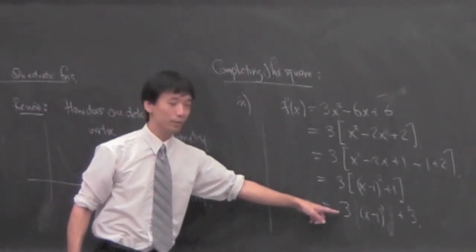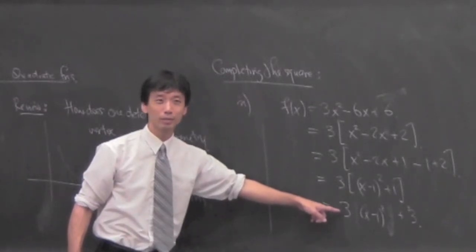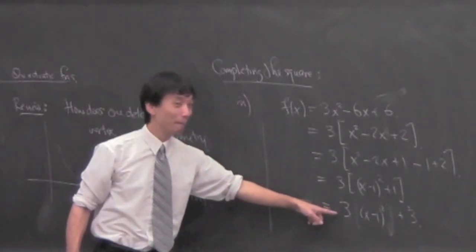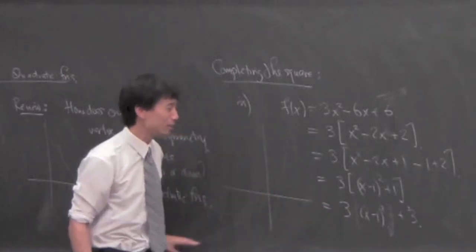About what line is it symmetric? Where is the vertex? X equals 3. Okay, let's think about it this way.